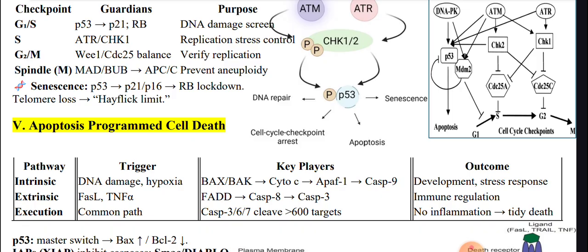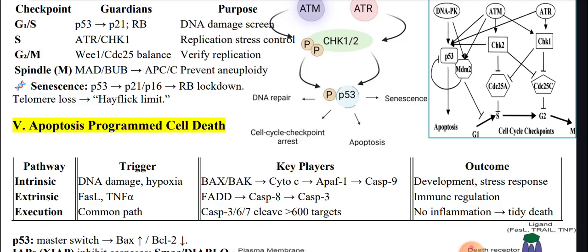Exactly. Apoptosis is a highly regulated, active process of cellular self-destruction. It's often described as cell suicide. Critically, it's a tidy death. The cell shrinks, condenses its chromatin, fragments its DNA, and breaks into membrane-bound apoptotic bodies that are quickly engulfed by phagocytic cells. This avoids spilling cellular contents and causing inflammation, unlike necrosis, which is messy cell death from injury.